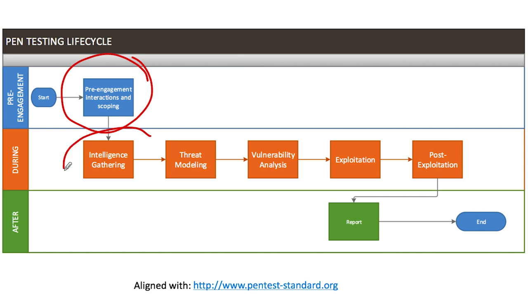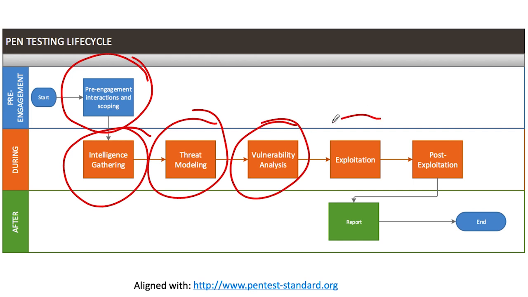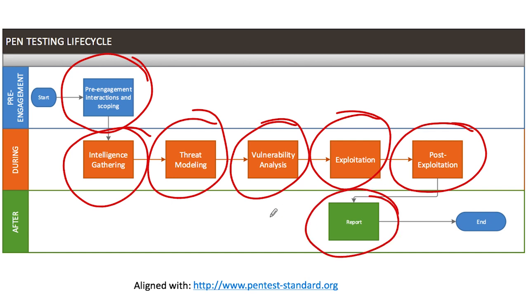Then they actually go into the intelligence gathering phase, and then threat modeling, and that's where you get a better understanding of the systems and the organization that you're performing the pen test on. Then you move into the vulnerability analysis, exploitation, and post-exploitation phases. Now, at the end of the engagement, you create a pen test report, which is one of the most important deliverables that you can give to your customer or whoever tasked you to perform the assessment.